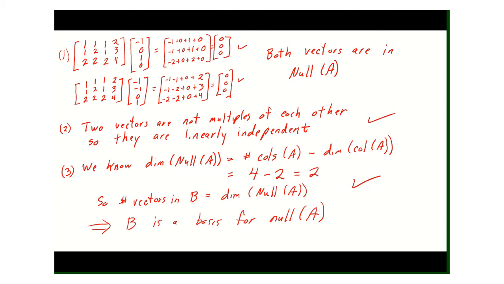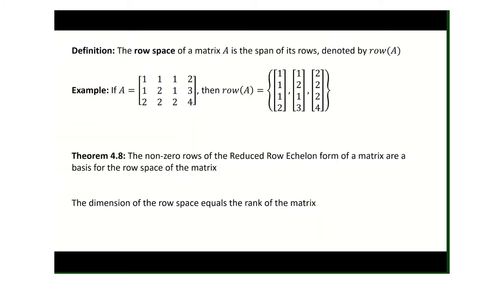Using one of the key ideas that the dimension of the null space is equal to the number of columns minus the dimension of the column space. Next idea. We've talked about a column space. What about rows? There is also this idea of a row space.